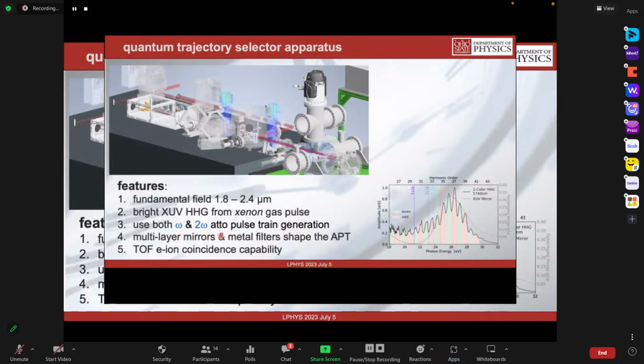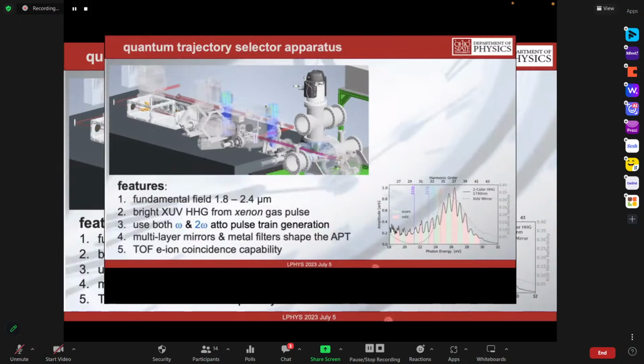Then we use multi-layered mirrors and filters, metal filters, to shape the APT. So here you see an example on the right, and what you see here is a shaped attosecond pulse train for studying helium. It essentially has its maximum around 26 eV, so very close to threshold in helium. And then both the mid-infrared and the XUV are recombined and then delivered to a coincidence apparatus that has both electron and ion detection.